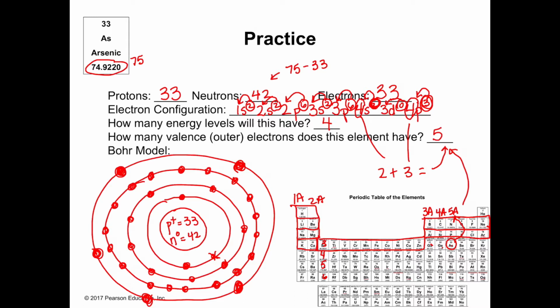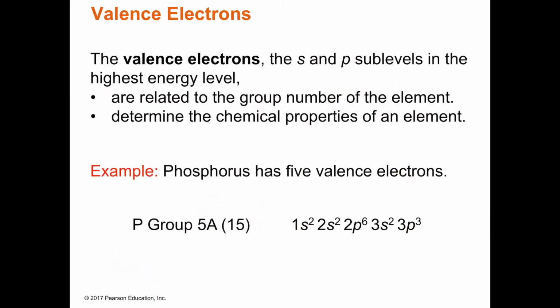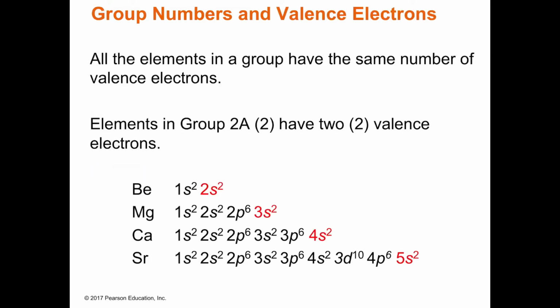So something else that would be in 3A would have 3 valence electrons. If it was in 8A, it has 8 valence electrons, except for helium. So they're always going to be related to the group number here. And we're only going to do this for ones that are in the s block or the p block, not the d block elements. But valence electrons are really important because they determine the chemical properties of the element, and they're going to determine how this element reacts with other elements. So this is going to be really important when we get to bonding.